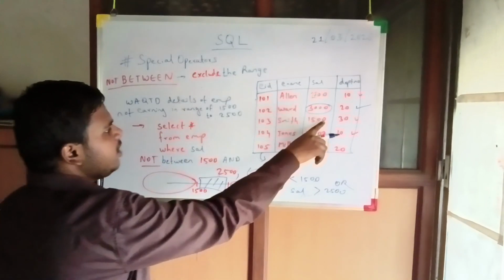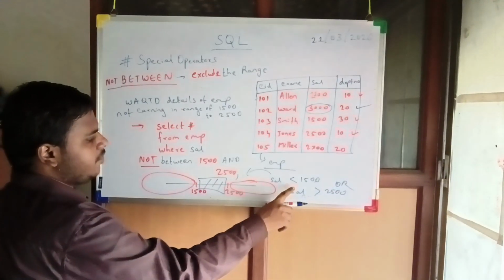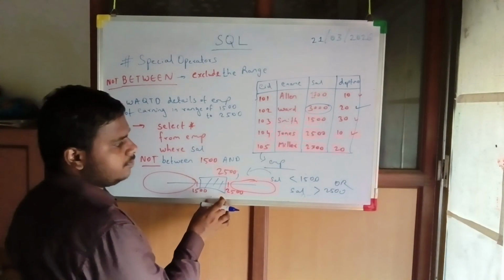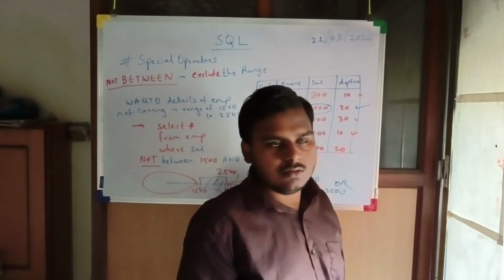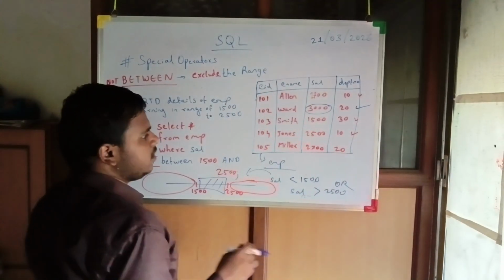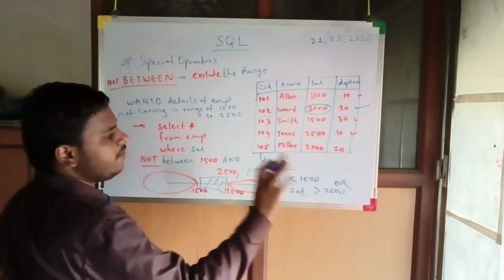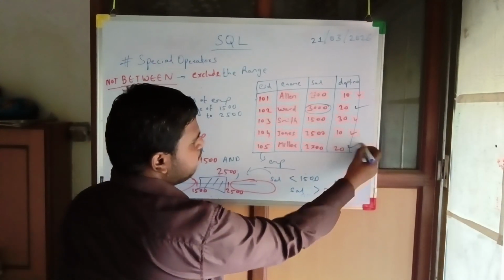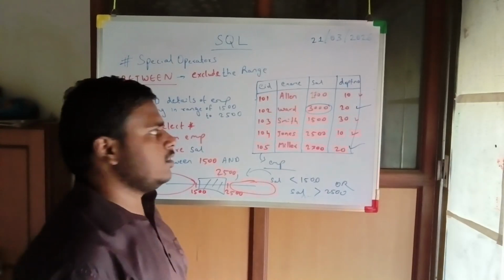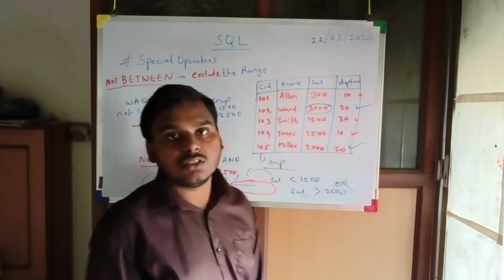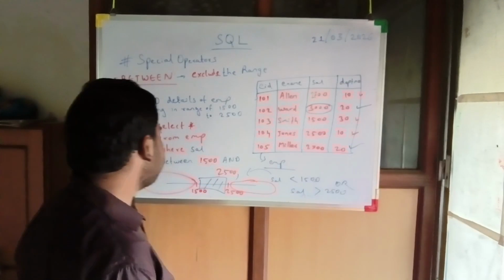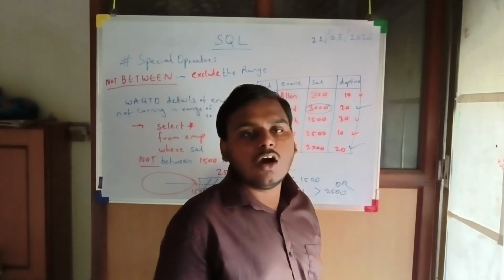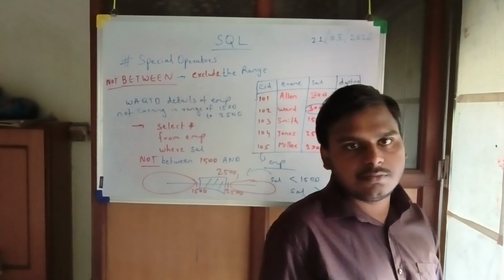Again 1500: salary less than 1500, but salary 1500 is included in the range. I don't want 1500, so this third record is rejected. 2500 rejected. 2700 greater than 2500? Yes. So this record will get selected. So the second record and the fifth record will be shown as the final output. This is how NOT BETWEEN works. NOT BETWEEN will work like the OR operator.